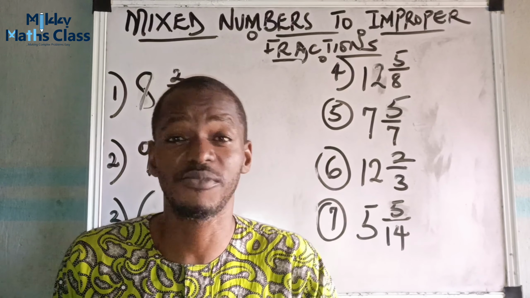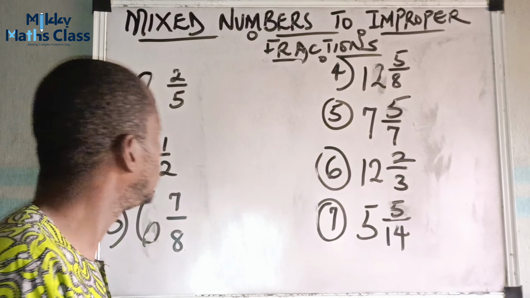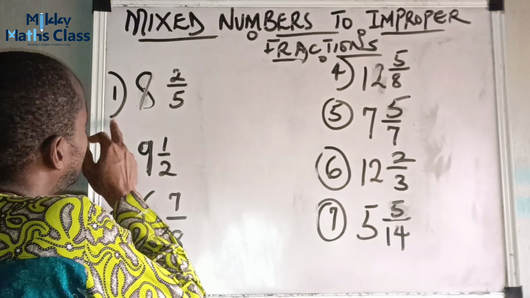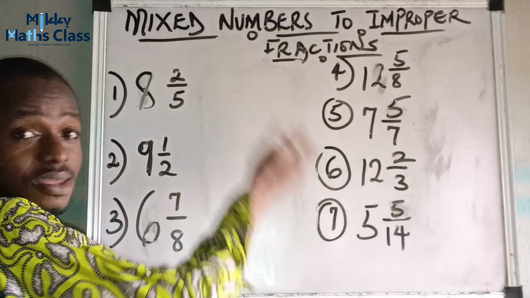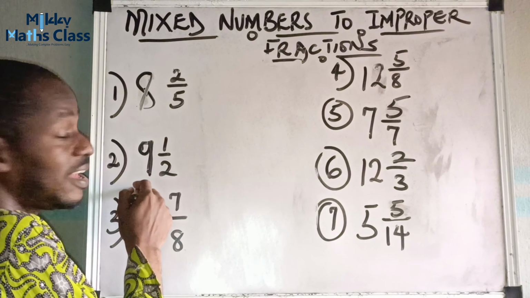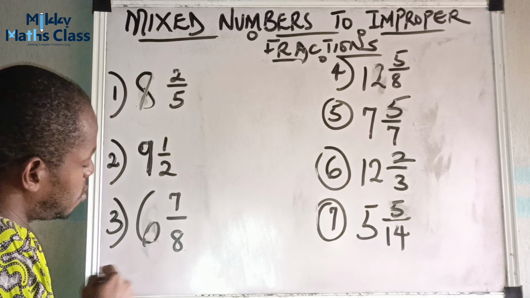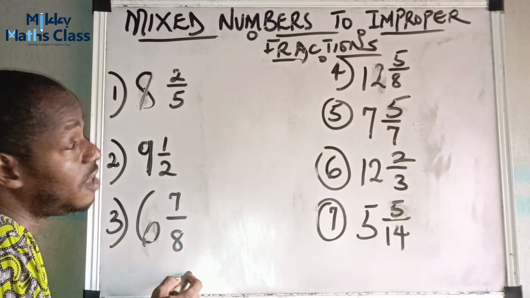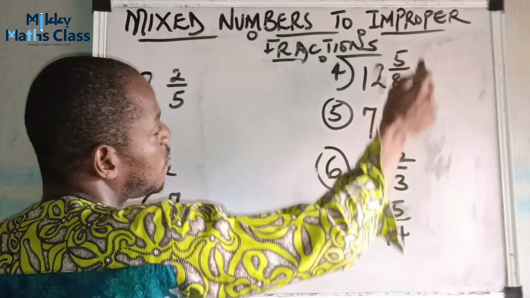Just like in our usual slide, before we go, here are some take-home problems you could practice at your leisure time. The first one, convert this to an improper fraction: 8 number 2 over 5. The second one is 9 number 1 over 2. The third one, 6 number 7 over 8. The fourth one, 12 number 5 over 8.